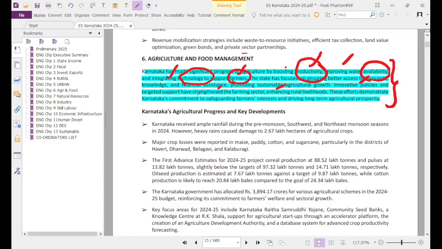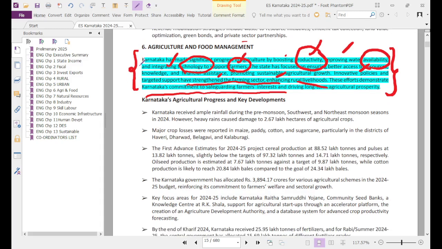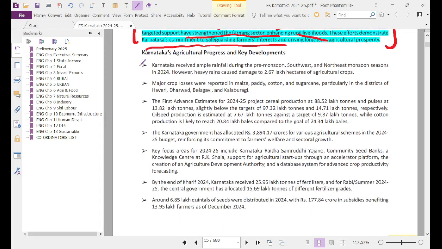Innovative policies and targeted support have strengthened the farming sector and rural livelihood. These efforts demonstrate Karnataka's commitment to safeguarding farmers' interest and driving long-term agricultural prosperity. See, such a nice word. This can directly become a part of the answer. That is indicating Karnataka's agriculture progress.